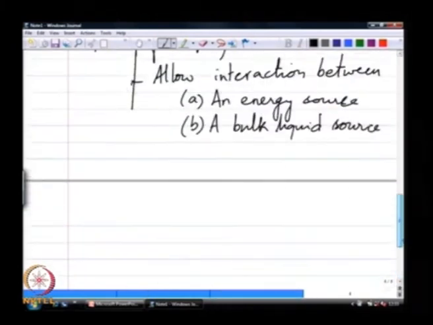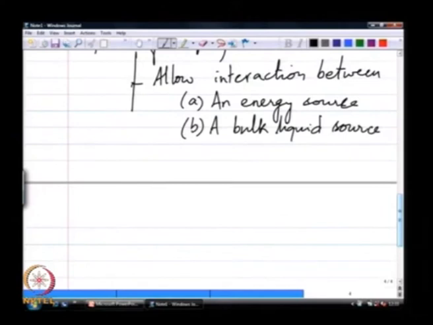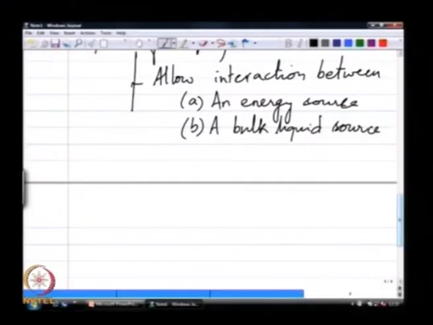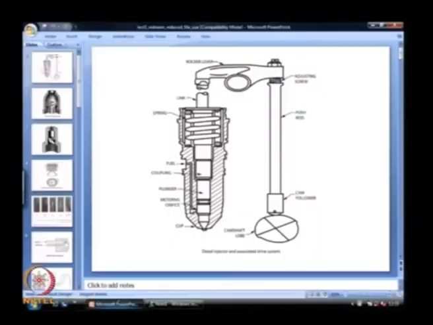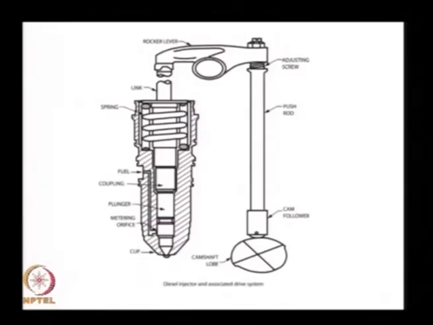Different atomizer designs do this differently. Different atomizer designs work with different energy sources. Different atomizer designs are intended to work with different kinds of bulk liquids. So, there are many different choices for A and B, and as many different designs for spray nozzles. All right. So, we will now look at a few different designs, starting with some fairly simple ones.